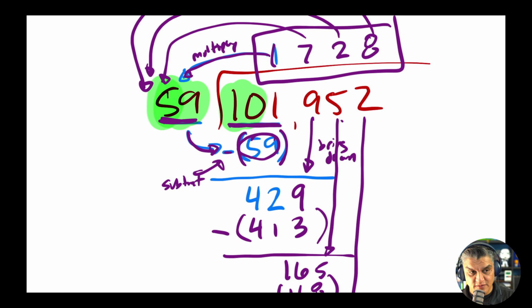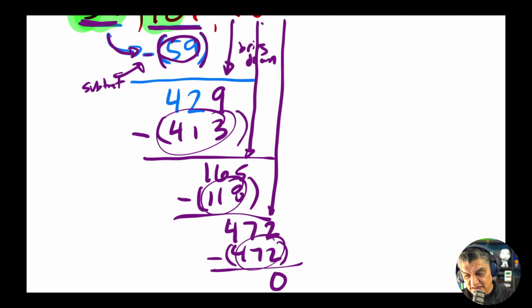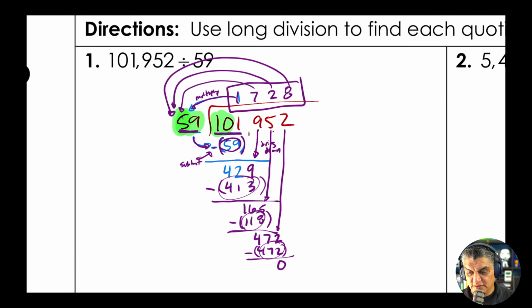In this case, it was 59. In this case, it was 413. In this case, it was 118. And in this case, it was 472. So I'm just letting you know it's in parentheses. I'm subtracting everything I put right there. That's all I was doing.